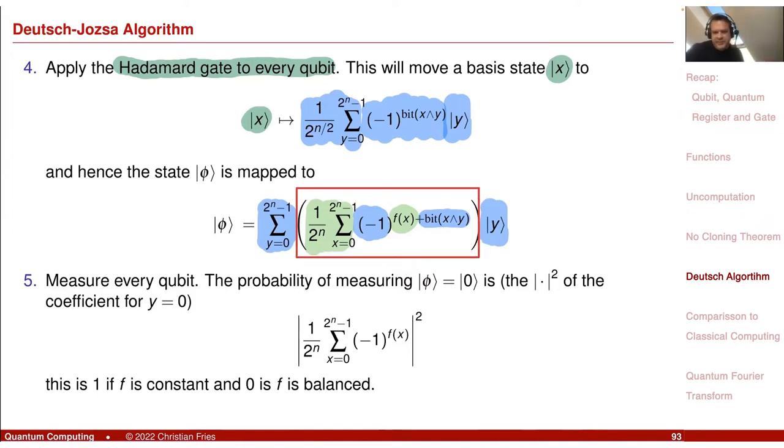So that guy for y equals zero, norm squared, is the probability of measuring phi being in state zero. And now look at this coefficient. If y is equal to zero, it means that you have a zero here, right? And this number of common bits is zero. So this whole guy here is equal to zero for y equal to zero.